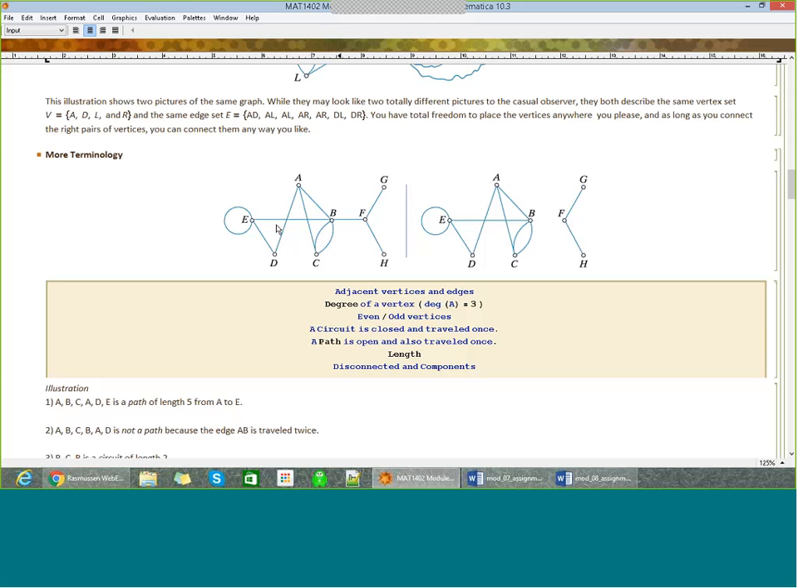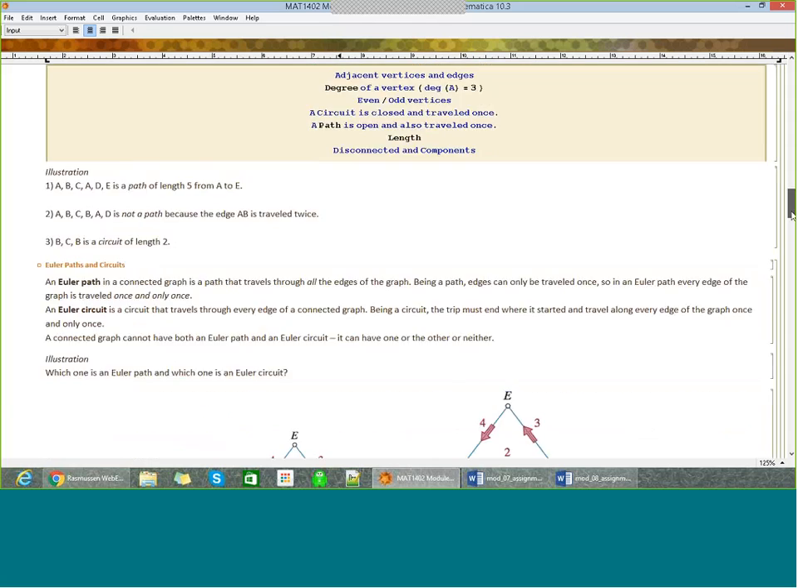That's the difference between the circuit and the path. And then the word circuit and the word path have specific meanings in this class for the time being. So the circuit and the path are not what you think in terms of everyday language, okay? So I'll go there.